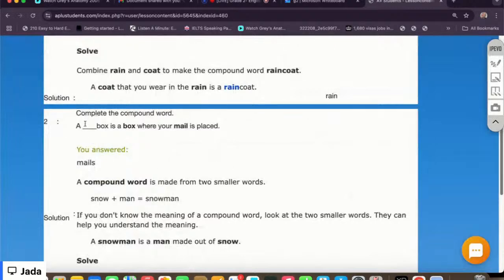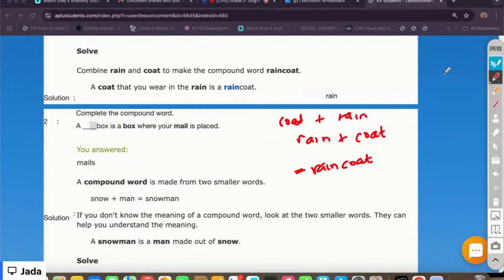So we have a dash box is a box where your mail is placed. So what kind of box would that be where your mail is placed? So it will be mailbox. So mailbox is where your mail is placed.